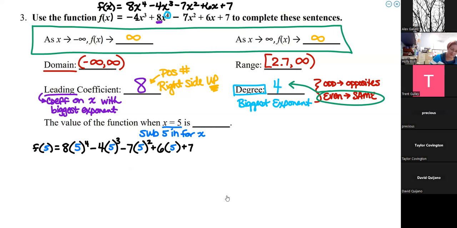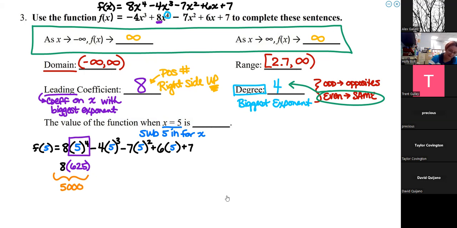All right, order of operations says I have to do the exponent first. So somebody grab your calculator for me. I need to know 5 to the 4th power, please. What is 5 to the 4th power? $625, thank you. And then I have to multiply the 8 and the 625 together. What do I get when I multiply those two together? $5,000.